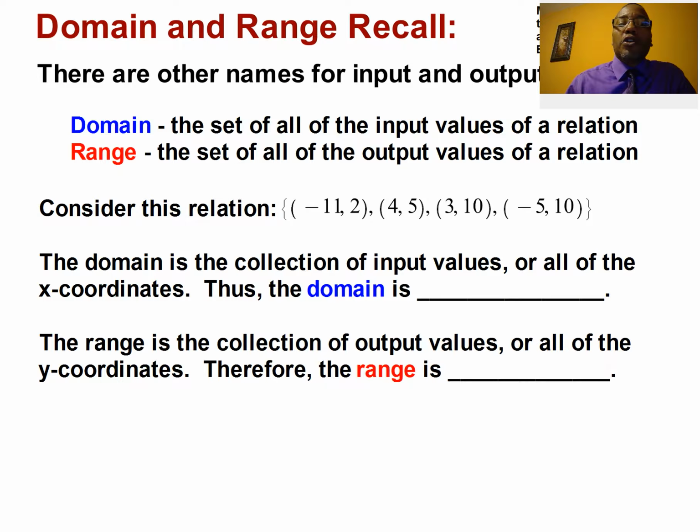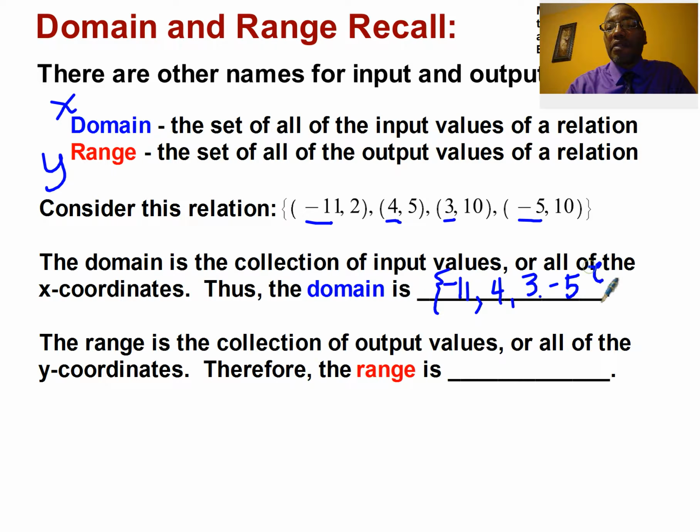As a reminder, domains are x values, where ranges are y values. So when I look at this set of ordered pairs, the x values are your domain. So the domain for this would be -11, 4, 3, and -5. Where the range would be the y values of 2, 5, and 10.